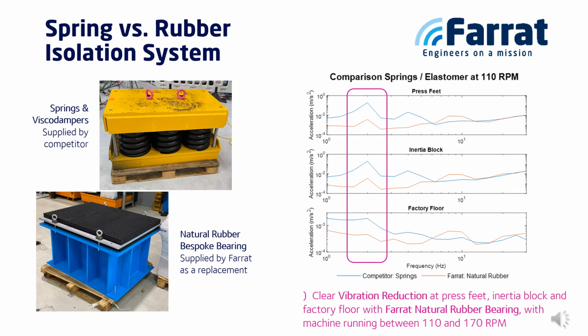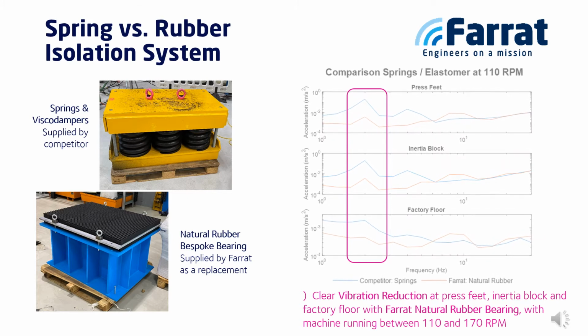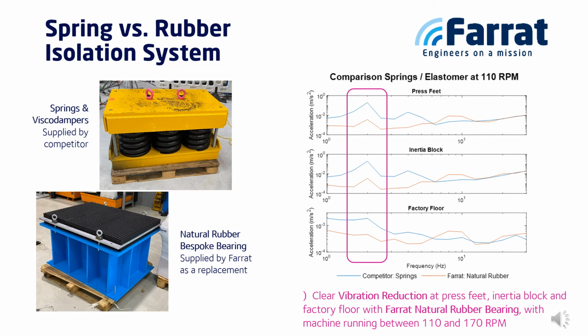A vibration survey has been carried out to measure vibration before and after replacement of the spring packs to assess the efficiency of the offered solution. The main result of this survey is presented in this plot, showing the vertical accelerations measured before replacement with the blue curves and after installation of the Farrat isolation system with the orange curves. Vibrations measured at the feet of the machine are shown on top, on the inertia block in the middle, and on the surrounding factory floor at the bottom.